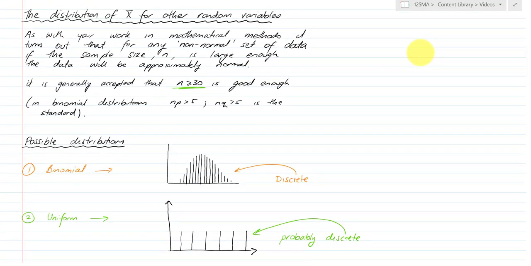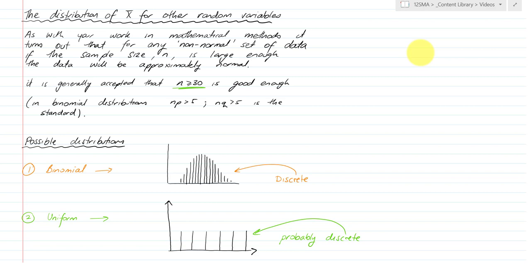Hi and welcome to video 5 on this statistical inference topic, Unit 4 Topic 3 of Specialist Mathematics. In this video we're going to be talking about the distribution of the sample mean for any random variable. So we've just been talking about normal distributions and the sample mean from a normal random variable, but now we're going to talk about any random variable.